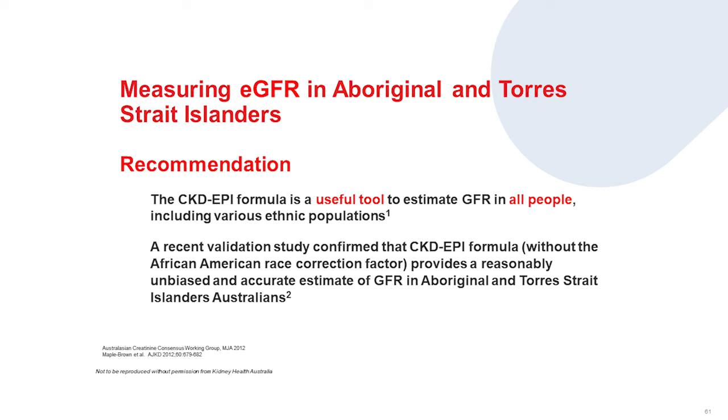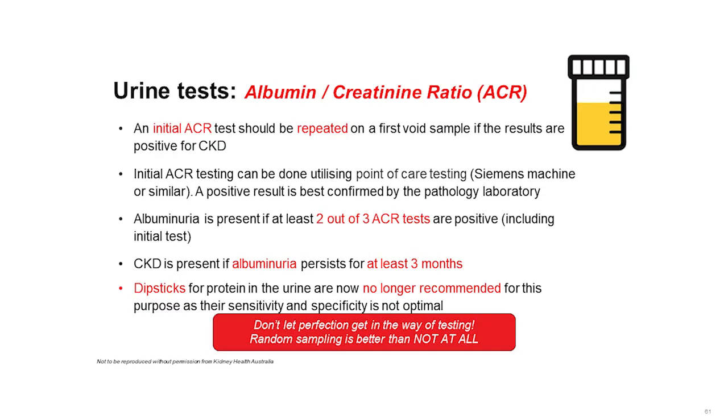Now, the eGFR that is currently generated in all the labs is based on the EPI formula. Previously, there was a different formula called the MDRD formula, and this current formula is validated in Aboriginal and Torres Strait Islander Australians. An initial ACR test should be repeated on a first void sample if the results are positive for CKD, and it can be done utilizing point-of-care testing in most GP surgeries.